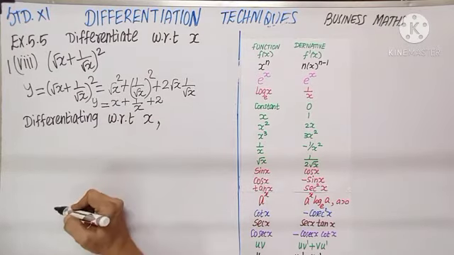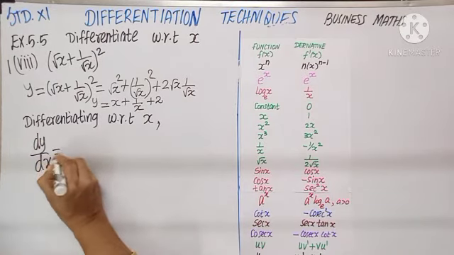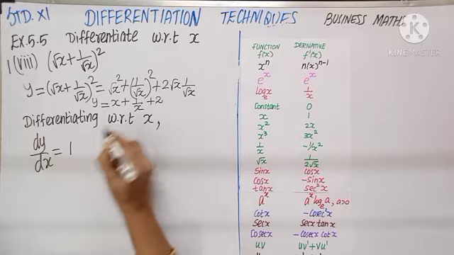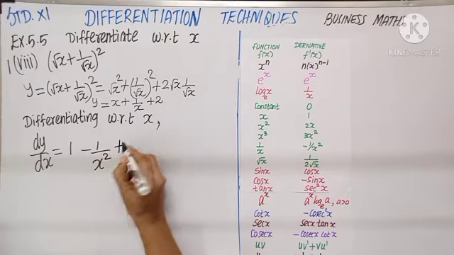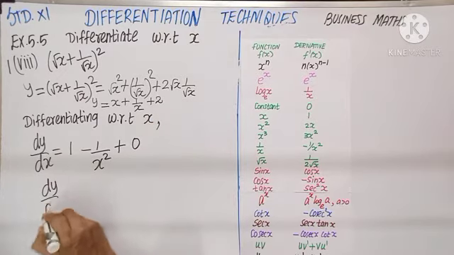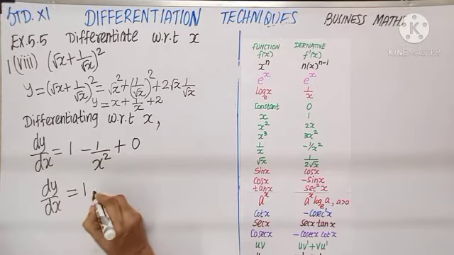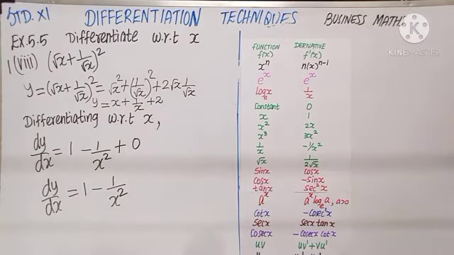Differentiating with respect to x, y becomes dy by dx. x becomes 1, 1 by x becomes minus 1 by x squared, constant becomes 0. So what is the answer? dy by dx is 1 minus 1 by x squared.